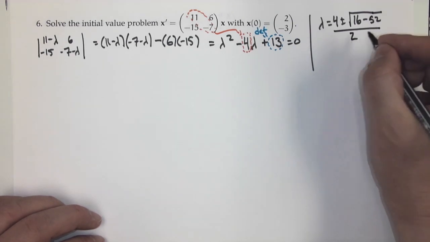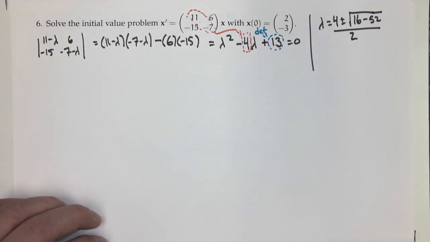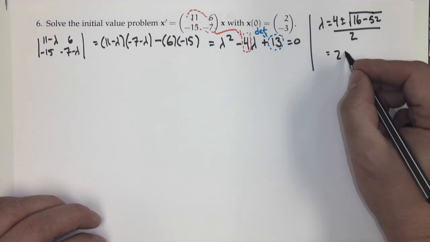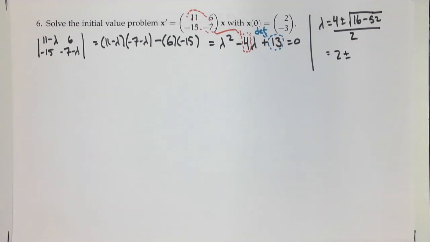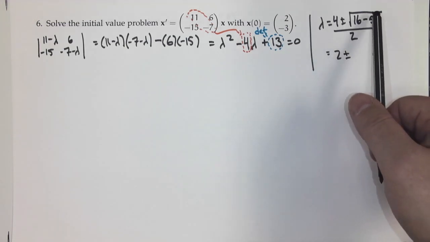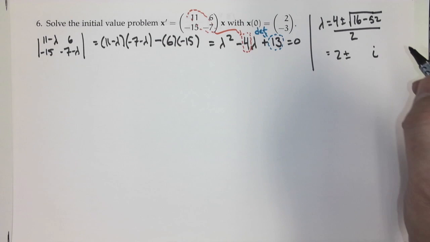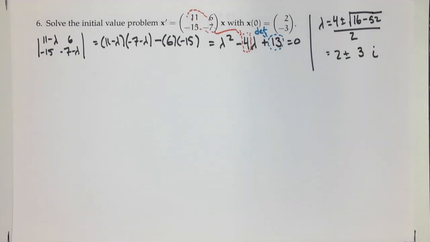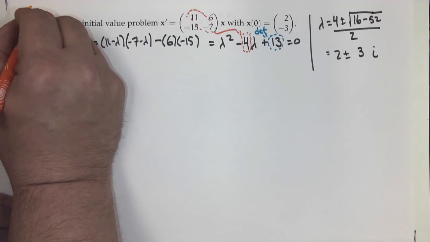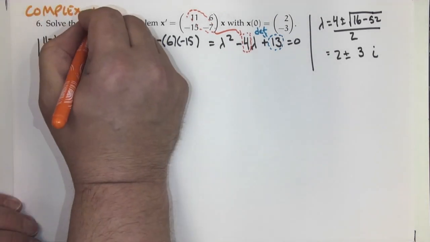Okay. Divide that by 2a. So 4 divided by 2 is 2. 16 subtract 52 is negative 36. Well, negative, we're going to get an i. Square root of 36 is 6, and that's also being divided by the 2. So it becomes 2 plus or minus 3i. Those aren't bad numbers. So we now know that number 6 has complex eigenvalues.